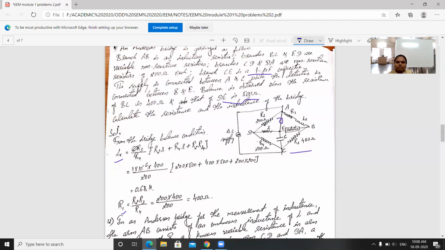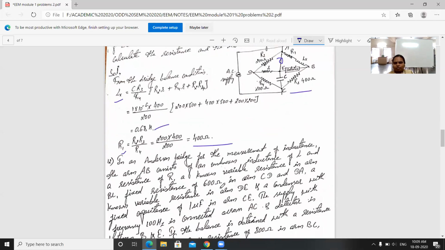Just substitute Lx equals C times R3 divided by R4, times R2 R plus R4 R plus R2 R4. Substitute each of the parameters from the bridge and you will get the inductance value as 0.68 Henry, and R1 as R2 R3 divided by R4. Nothing extra is connected here, just substitute the values for resistances R2, R3 and R4 as 200 into 400 divided by 200, and you will get 400 ohms. This is the Anderson's bridge problem.